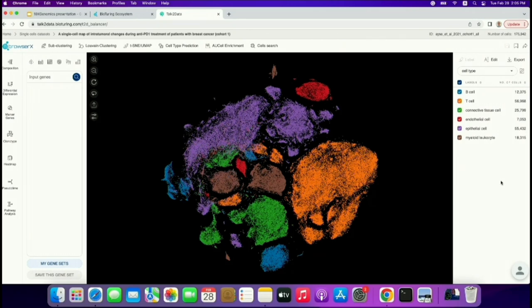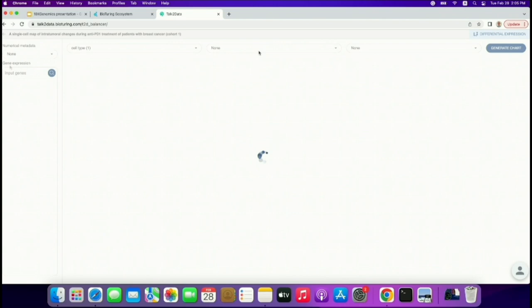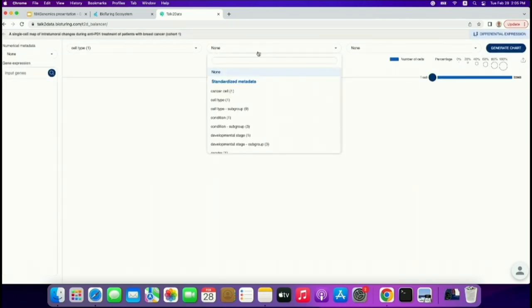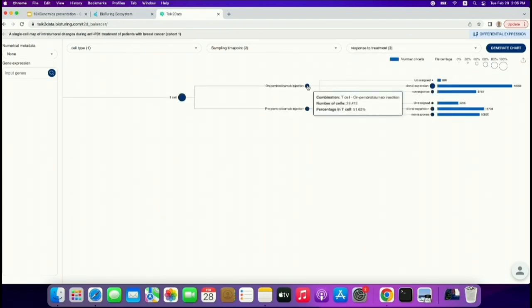Imagine that you're having this single study. In this study, it is actually a single cell map of intratumoral changes during anti-PD-1 treatment of patients with breast cancer. Let's focus on T cells. Let's ask a question. We have T cells here. We have, let's say, sampling time point and whether they respond to treatment or not. Okay. This is on treatment, and clonal expansion versus non-response.